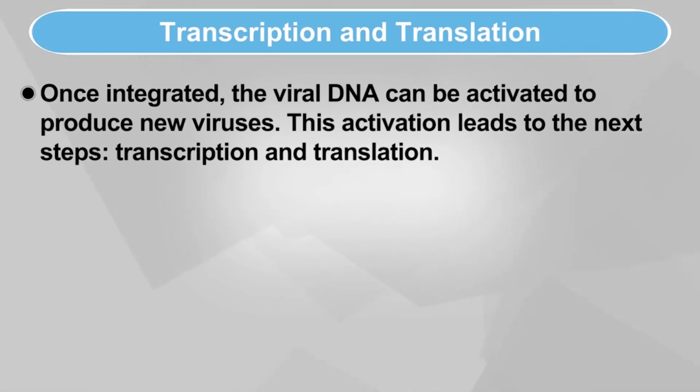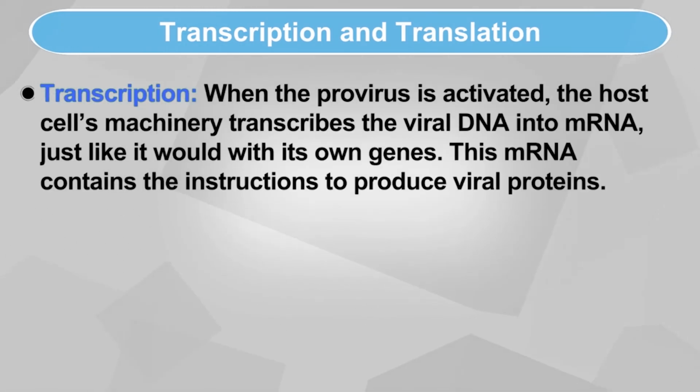Once integrated, the viral DNA can be activated to produce new viruses. This activation leads to the next step, that is transcription and translation. So, when the provirus is activated, the host cell's machinery transcribes the viral DNA into mRNA, just like it would with its own genes. This mRNA contains the instructions to produce viral proteins.